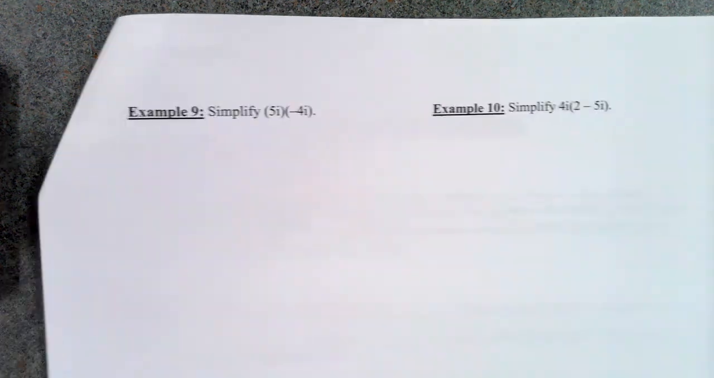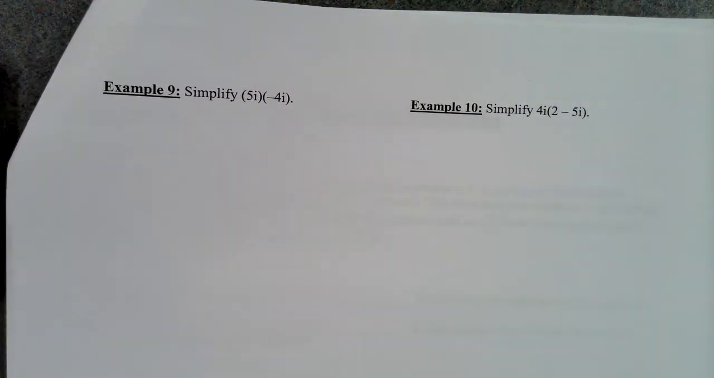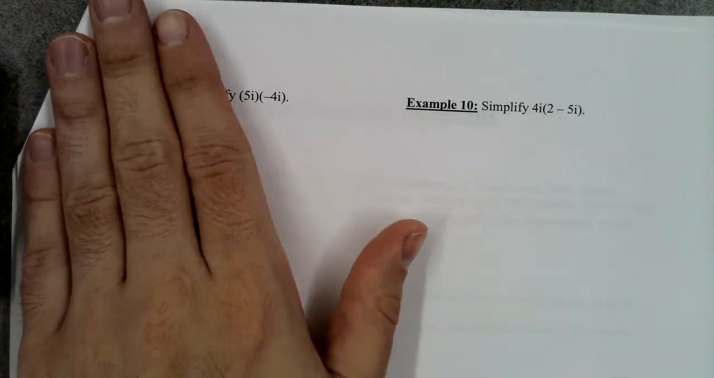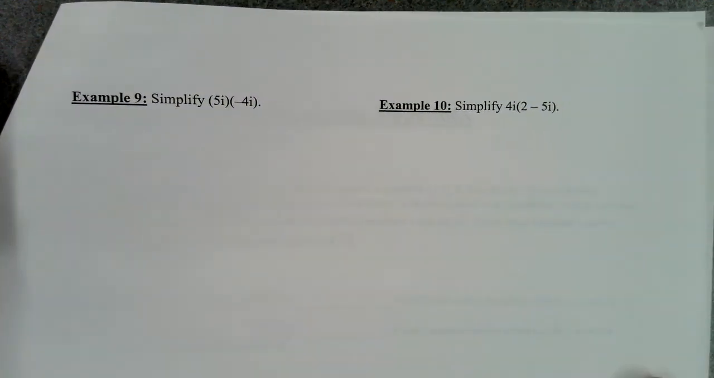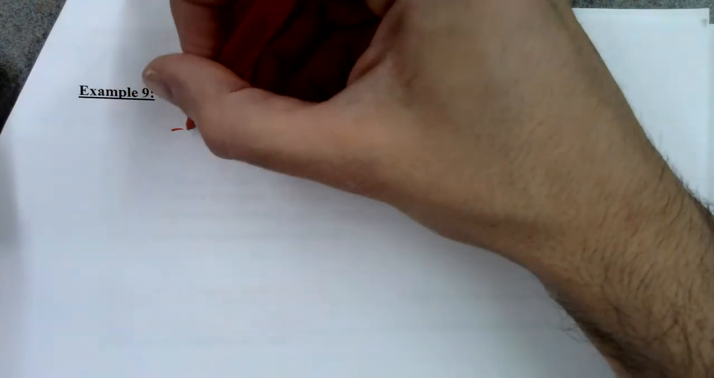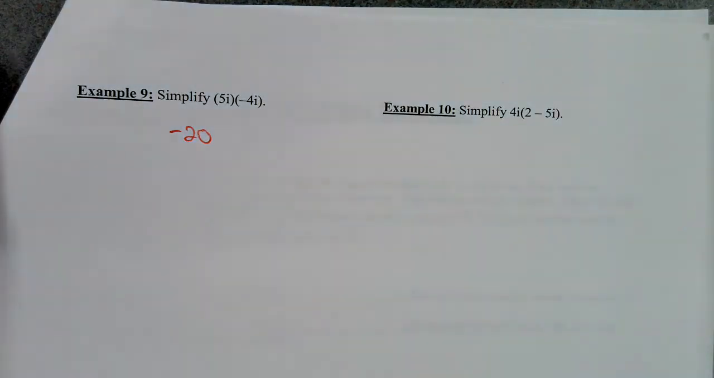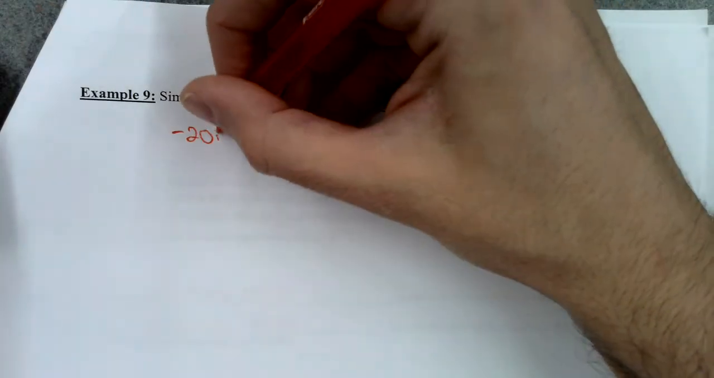Okay, last page. We have 4 more problems. Example 9, simplify 5i times negative 4i. Okay. Well, 5 times negative 4 is negative 20. i times i is i squared.